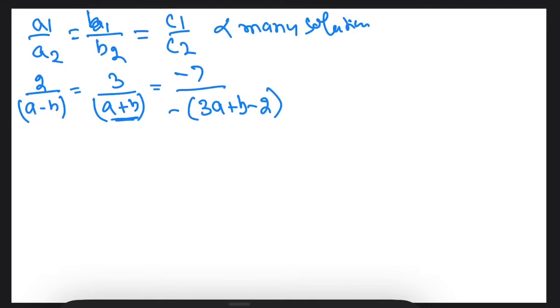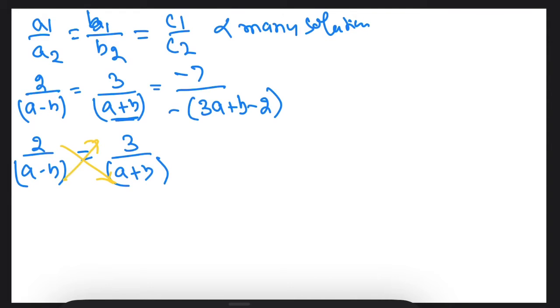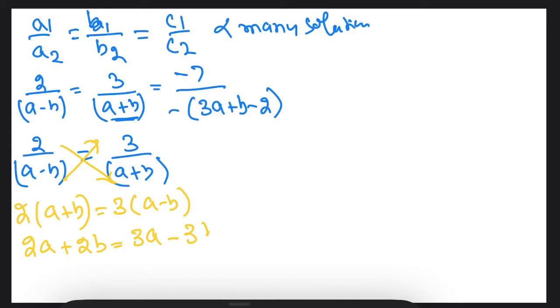All are equal. So, let us take these two as equal. That means 2 upon a minus b equals 3 upon a plus b. Now, let us do the cross multiplication. Okay. So, 2 into (a plus b) equals 3 into (a minus b). Now multiply: 2 into a is 2a, plus 2 into b is 2b, that equals 3 into a is 3a, and 3 into minus b is minus 3b.